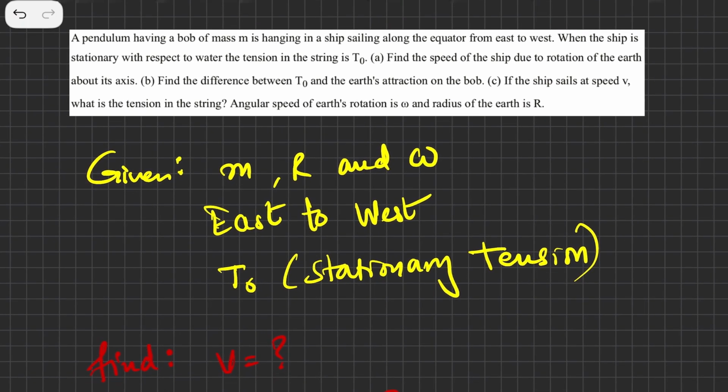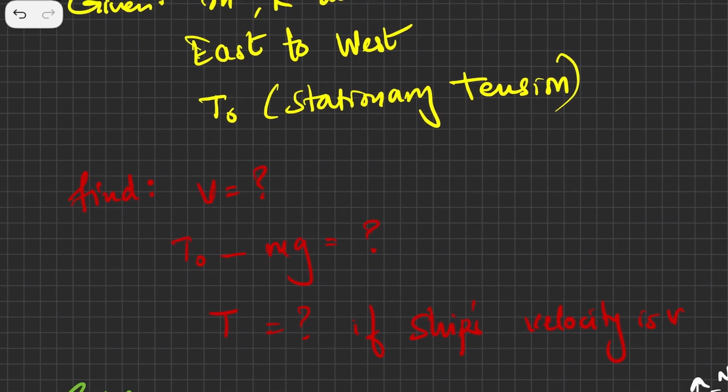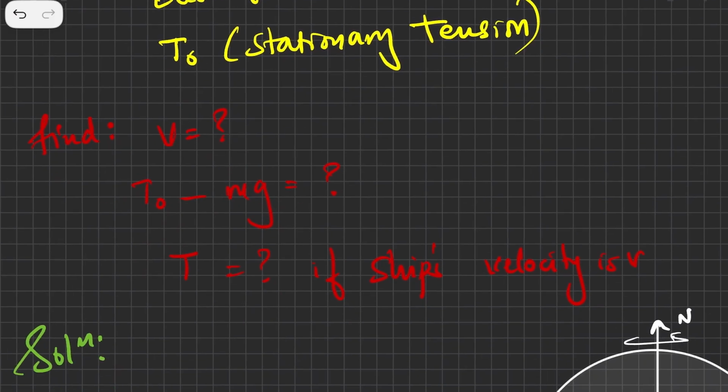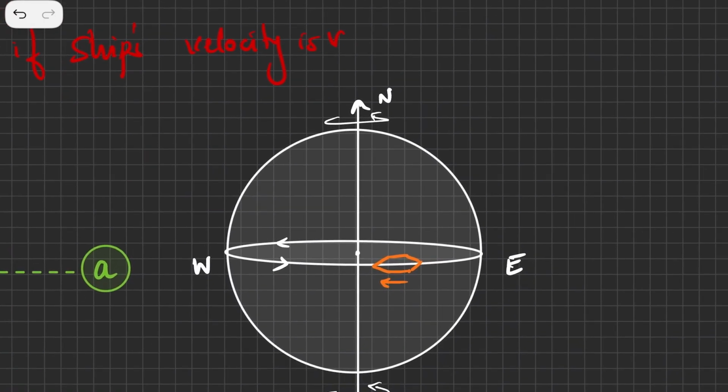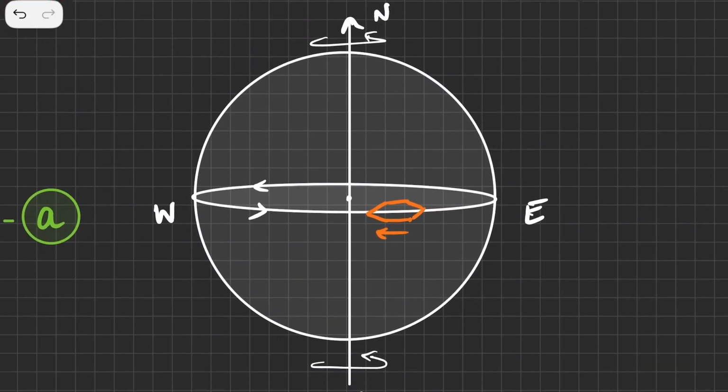So those things I have just represented in the given. Mass of the bob, radius of the earth, and omega is the angular velocity. The ship is in the east to west direction, and T0 is the tension when the ship is stationary with respect to water. We are supposed to find the velocity of the ship when it is at rest with respect to the water, then the difference between the tension and the gravitational pull, and also the tension if the ship is moving with a velocity v.